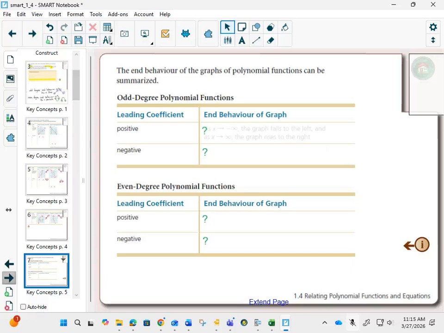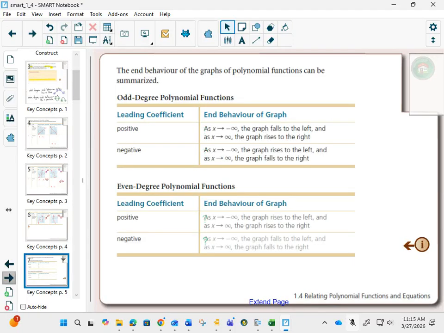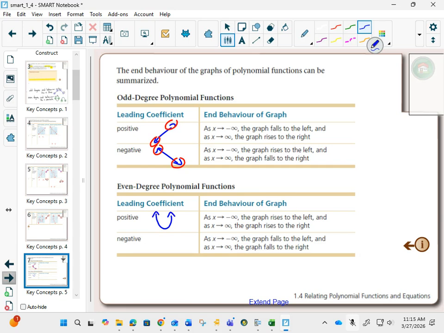So they have it summarized in here, but I find that these summaries would be hard to memorize. It is much easier to just draw a little picture of a line and circle your end behavior. And for even ones, draw a little diagram of a parabola, and there's your end behavior. You can read the words and see if that makes sense to you afterwards, right?